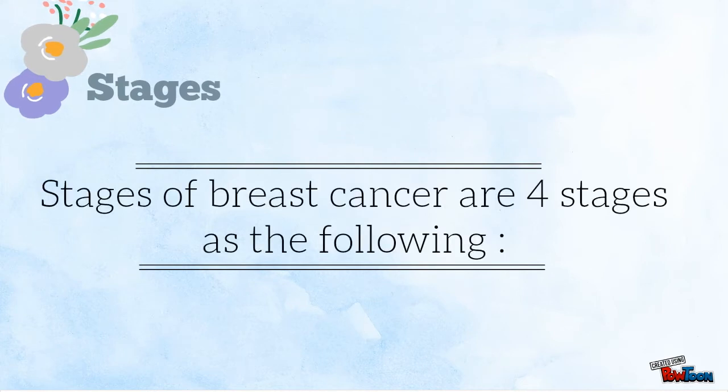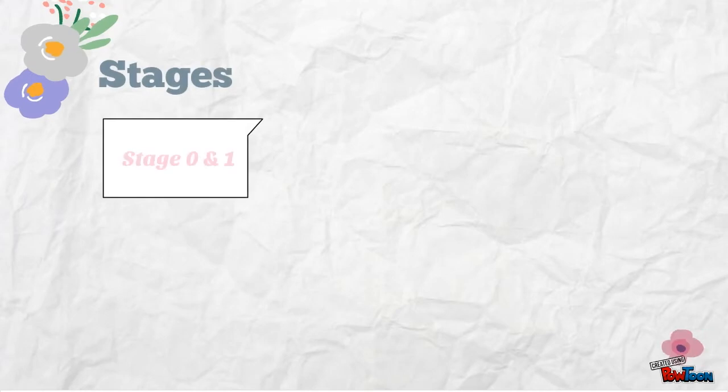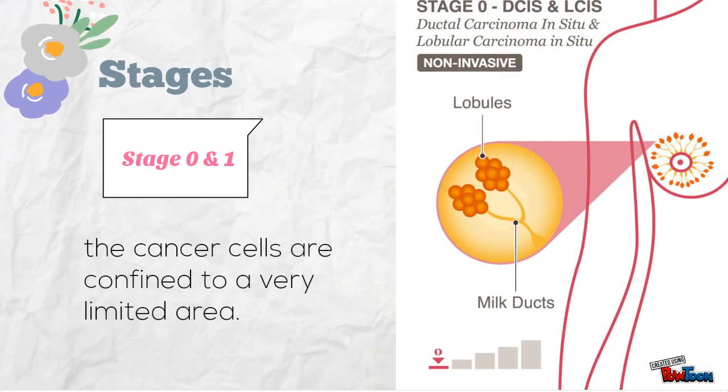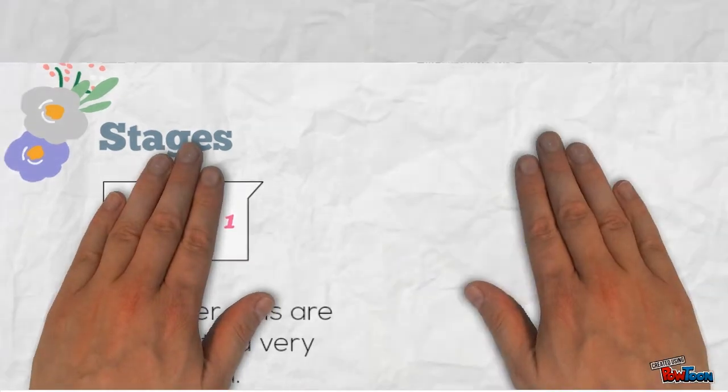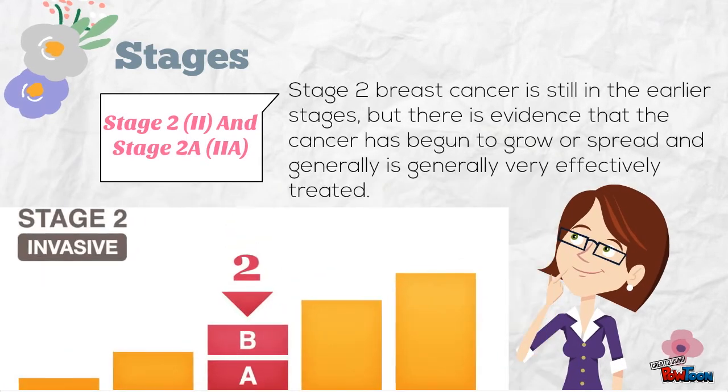Stages of breast cancer. There are 4 stages of breast cancer as follows. Stage 0 and 1, these lowest numbered stages represent the earliest detection of breast cancer development. At stage 0 and 1, the cancer cells are confined to a very limited area. Stage 2 of breast cancer is still an early stage, but there is evidence that the cancer has begun to spread or grow. It is still contained to the breast area and it is generally very effectively treated.